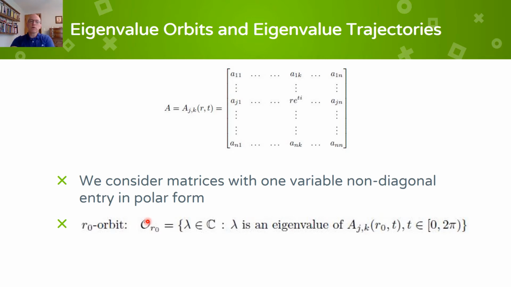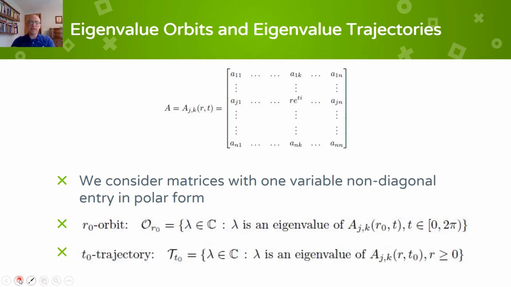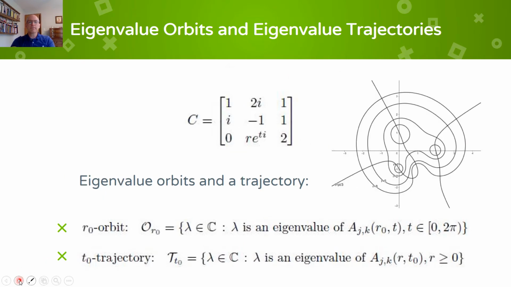And so we're going to consider fixing r and varying t. As I vary t from 0 to 2 pi, I generate something we will call an eigenvalue orbit. Now, we can do the same idea, but fix t. So let's fix an angle and vary r. That, of course, will vary one of the disks. The red disk in the picture may be changing radius. But we'll call the set of all eigenvalues an eigenvalue trajectory.